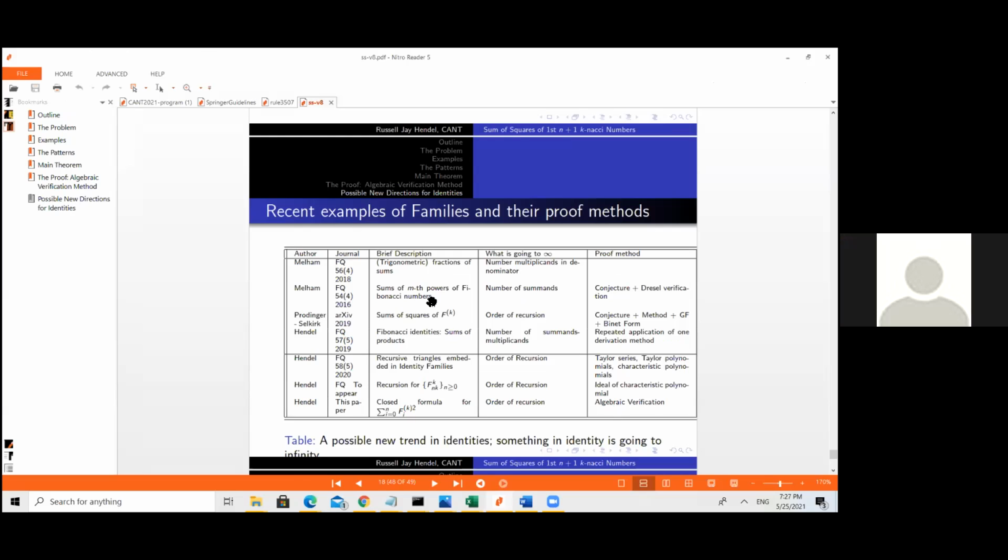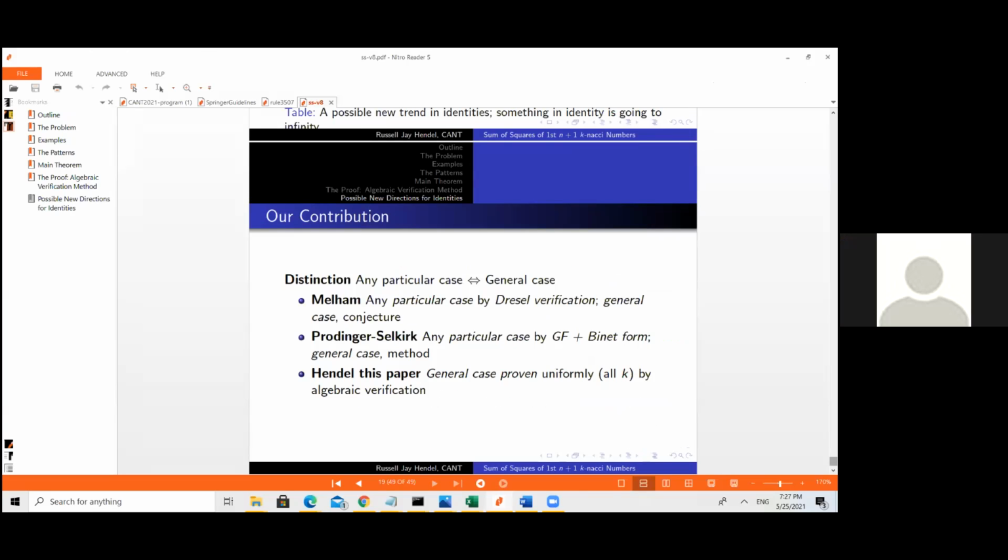And I'll just mention, because a lot of these papers mention they can do anything. Prodinger-Selkirk did it, and just to prove it, they did the case 5. Melhem did it. In fact, the first time I read the paper, I thought he had proved it. Then I realized the conjecture was still open. There's a difference between any particular case and the general case. So what Melhem did do is say, I have Dressel verification. You give me any k, and I will prove that case. But there's no uniform proof.